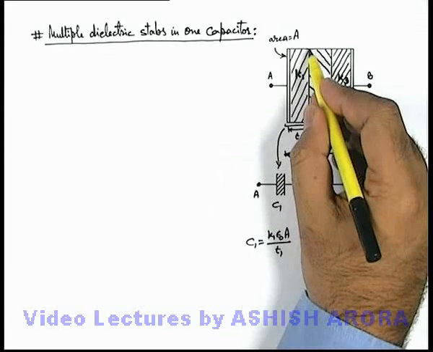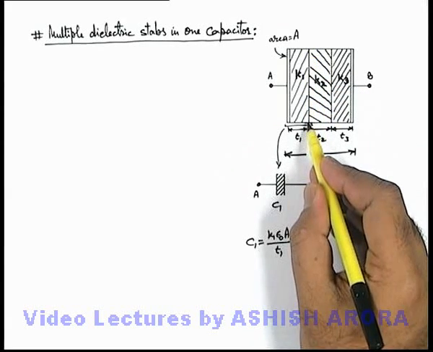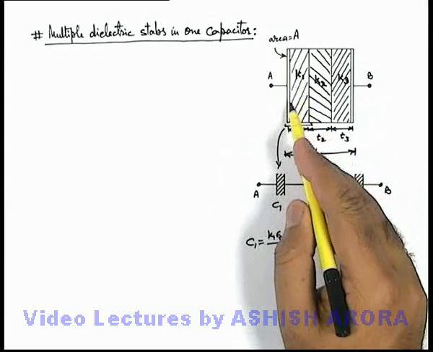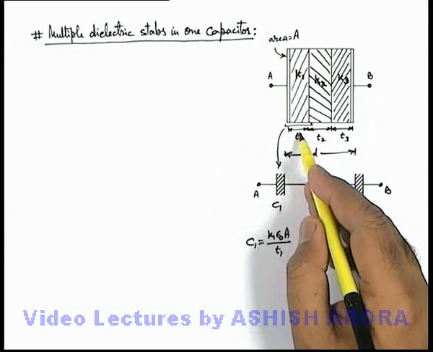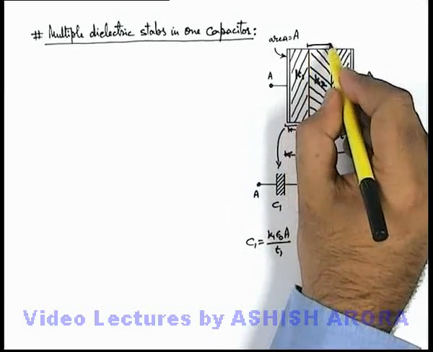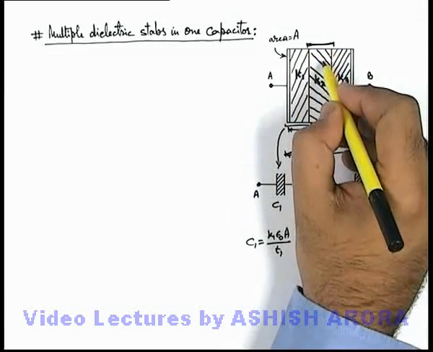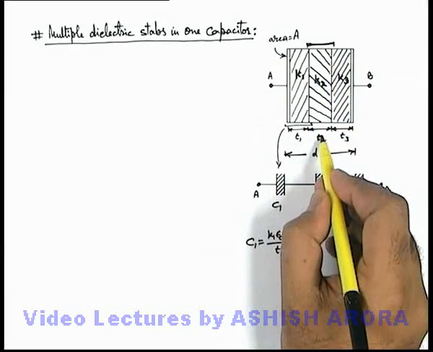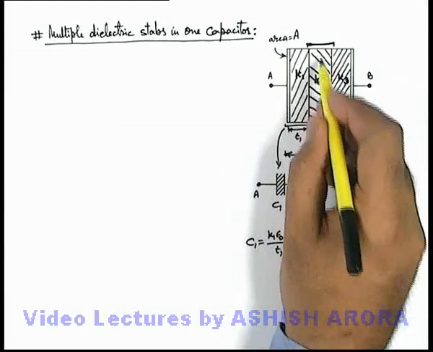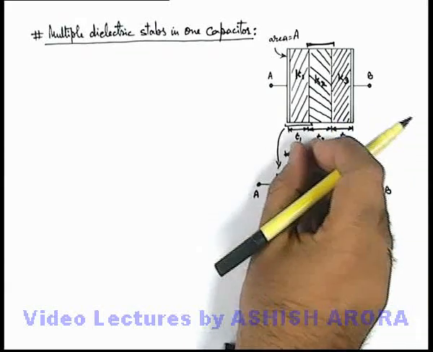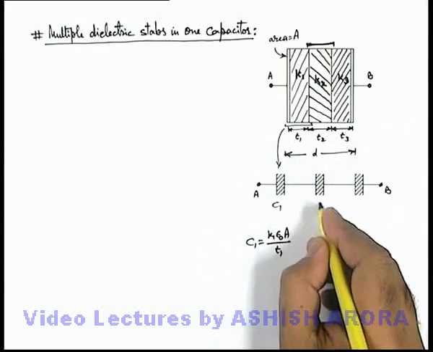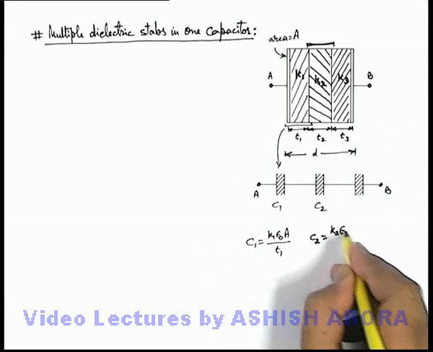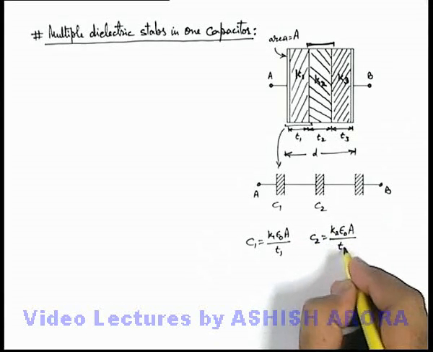Because if we insert a negligible thickness metal plate here, this will become a dielectric K1 which is inserted in a capacitor having plate separation T1. Then this second slab can be treated as another capacitor between two plates having separation T2 between them, and a dielectric slab K2 is filling the space. If we just separate the two with a conducting wire, this will become a capacitor C2, and here C2 can be written as K2 epsilon naught A by T2.